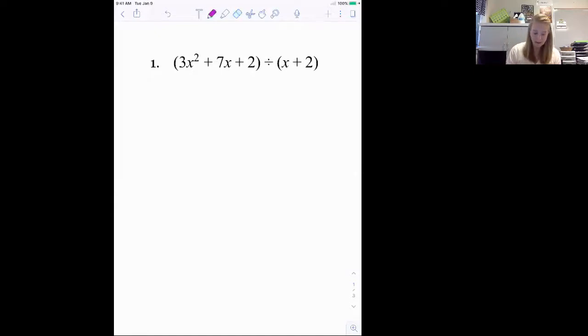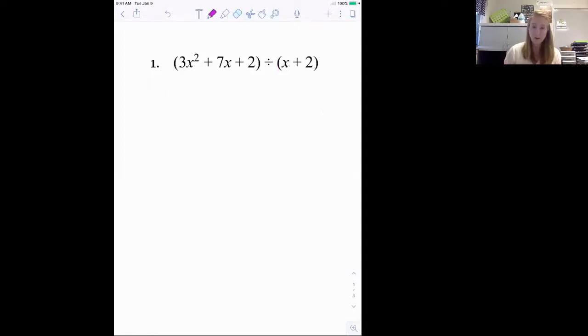So if I have this polynomial right here, 3x squared plus 7x plus 2, and I think that x plus 2 is a factor, so if we were factoring, you would say, okay, x plus 2 times what gets me 3x squared plus 7x plus 2? Nobody likes to factor either. Synthetic division is even faster than that.